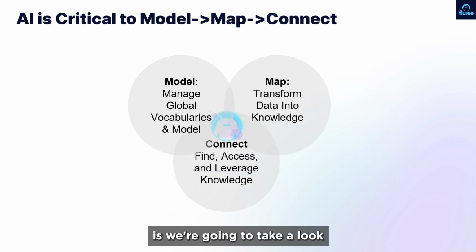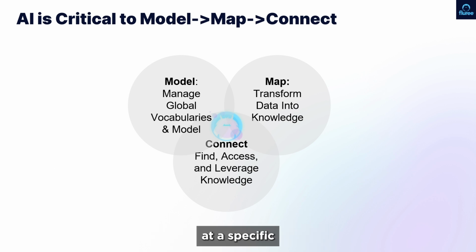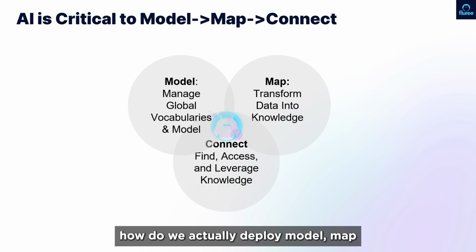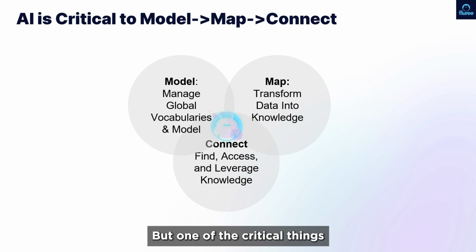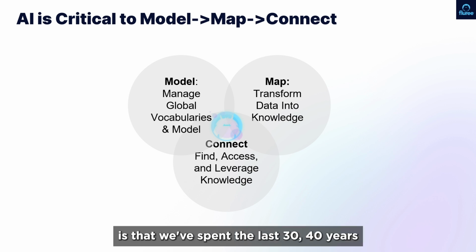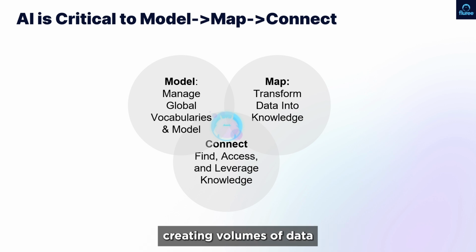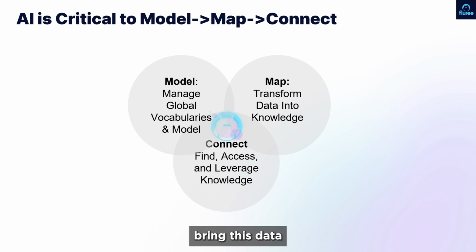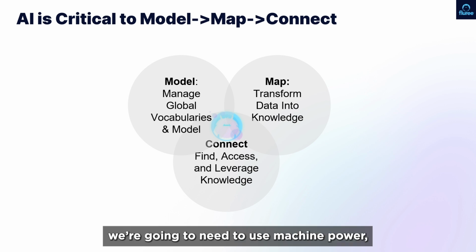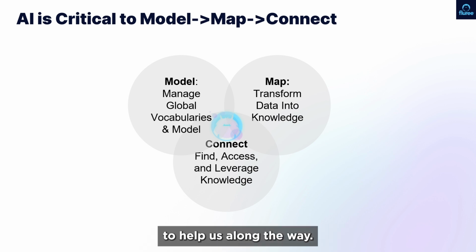What we're going to do now is take a look at a specific use case around how we actually deploy model, map, and connect in a real-world environment. But one of the critical things we're going to need to address is that we've spent the last 30, 40 years creating volumes of data in these legacy formats. And in order for us to quickly, at scale, bring this data into a rich semantic format, we're going to need to use machine power. We're going to need to leverage machine learning and artificial intelligence to help us along the way.